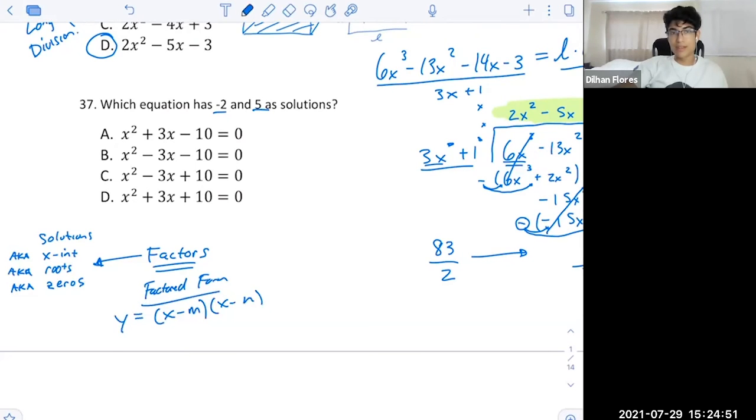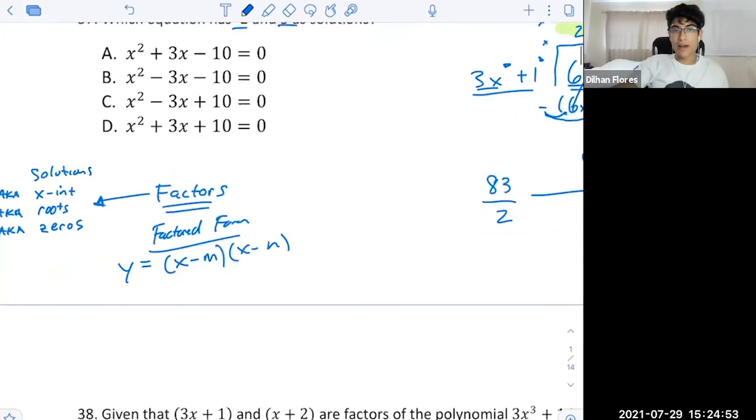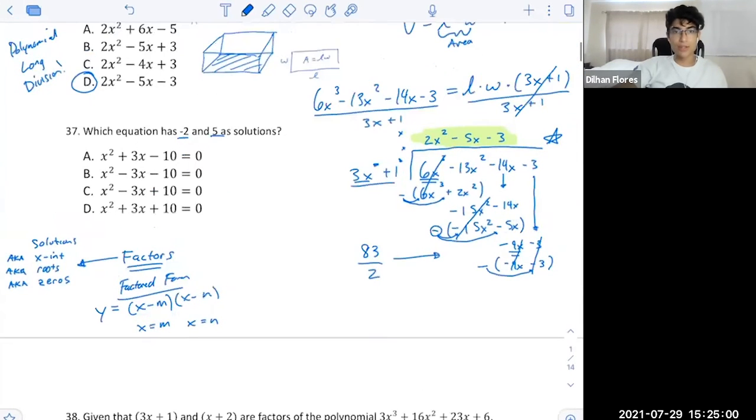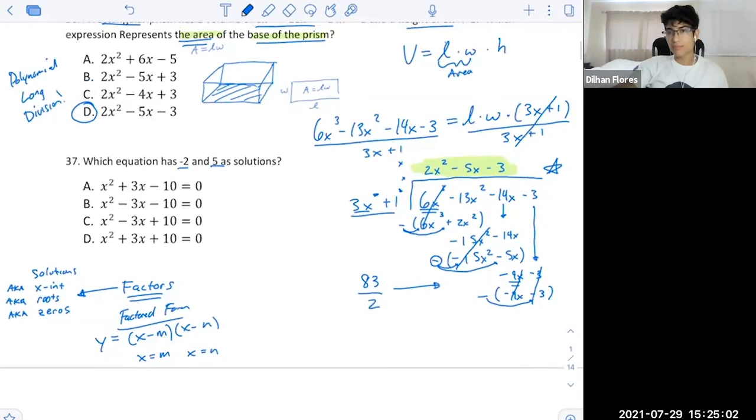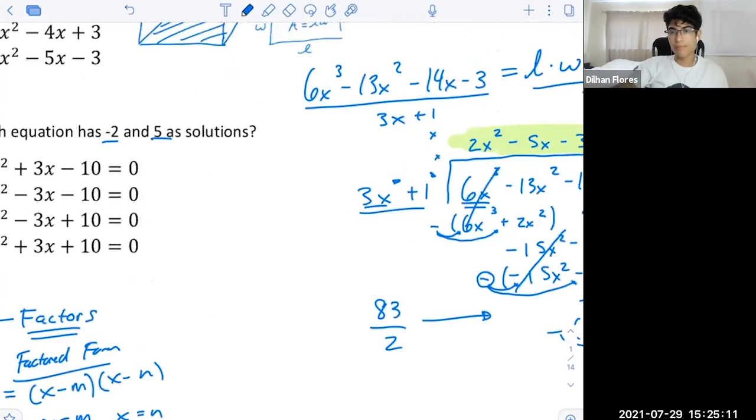All right. So since we have this, what is our m, what is our n? What are they going to be equal to? What does the question want them to be equal to? Anyone in the chat? If m and n are solutions, what should they be equal to?